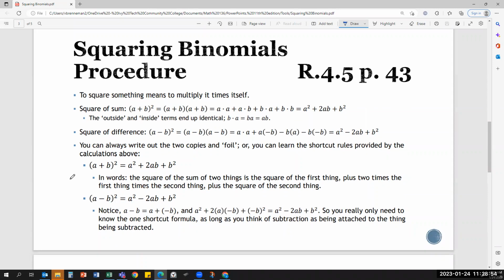A plus b squared is a squared plus 2ab plus b squared, or in words, when you square the sum of two things, square the first thing plus 2 times the first thing times the second thing plus the square of the second thing. If it's subtraction, again, it'll just be a negative on the middle term.